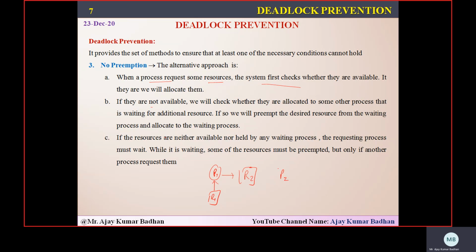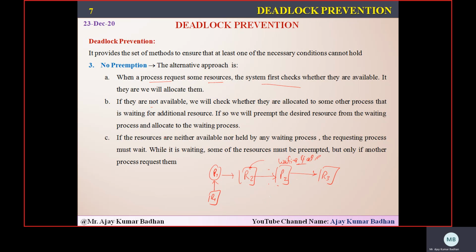Let us assume that P2 is there. P2 is holding this resource. So the operating system is checking whether this resource is present with some process or not. Yes, with P2 it is available. Now, we check whether it is allocated to some other process that is waiting for additional resources. Let us suppose this P2 is waiting for R3. I'm just taking a small example for your understanding. You can take any kind of example and explain it. So P2 is requesting R3, and this is also in a waiting state.